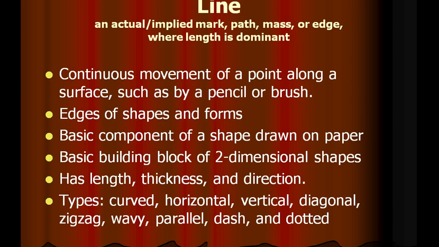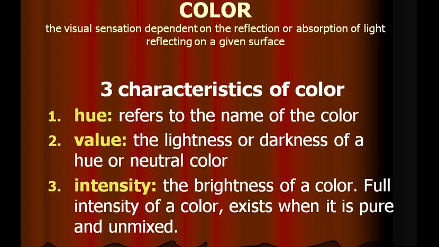Line is an actual, implied mark, path, mass, or edge, where length is dominant. Continuous movement of a point along a surface such as by a pencil or brush. It can refer to the edges of shapes or forms, the basic component of a shape drawn on paper, the basic building block of two-dimensional shapes. It has length, thickness, and direction, and some types include curved, horizontal, vertical, diagonal, zigzag, wavy, parallel, dash, and dotted.